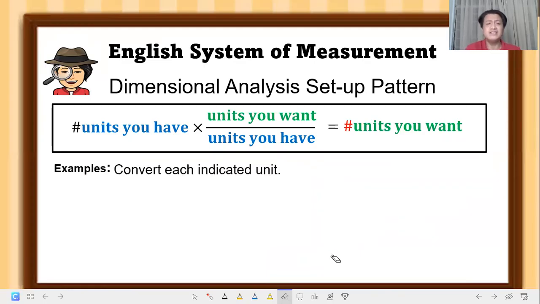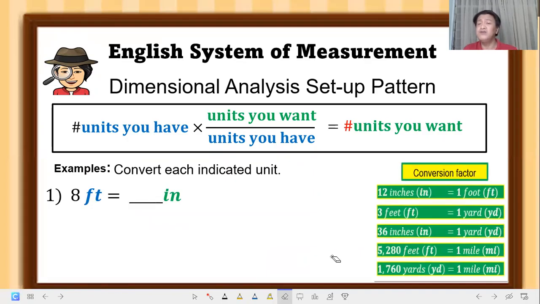Okay, example natin, let's have this. Convert each indicated unit. I have here number 1, 8 feet is equal to how many inches? Okay, ang una mong gagawin dyan, tignan mo ang inyong conversion factor. Okay, titignan mo dyan, anong gagamitin natin? Kailangan yung merong inches at may feet at the same time. So all we have to do here is use this one.